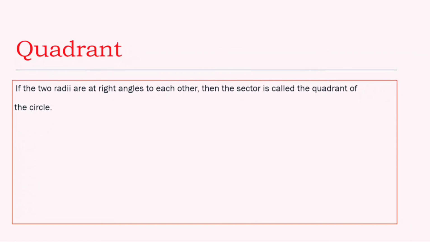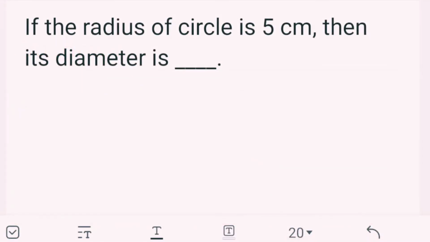Next term is quadrant. If the two radii are at a right angle to each other, then the sector is called the quadrant of the circle. It is a circle, this is the center of the circle, this is a radius, this is the other radius. If the angle formed by two radii is a right angle, then it is said to be the quadrant of the circle. Now we will solve some examples related to the circle.